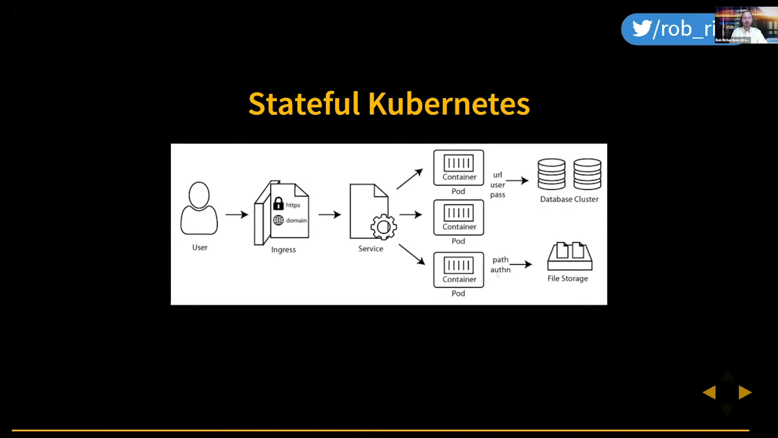We might have authorization and path details. Those might be config maps or secrets. The URL and the username and password, secrets getting into the database cluster. And that database cluster is probably managed by a stateful set and a headless service. The containers and pods, the service, the ingress, those are all what we expect, but the ingress might have a certificate. There's another secret inside of our cluster.